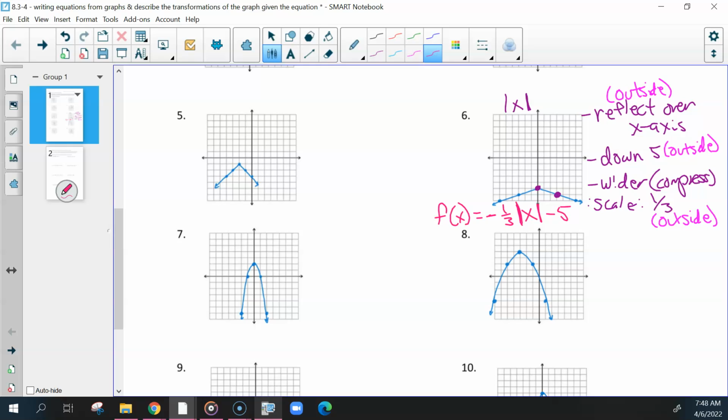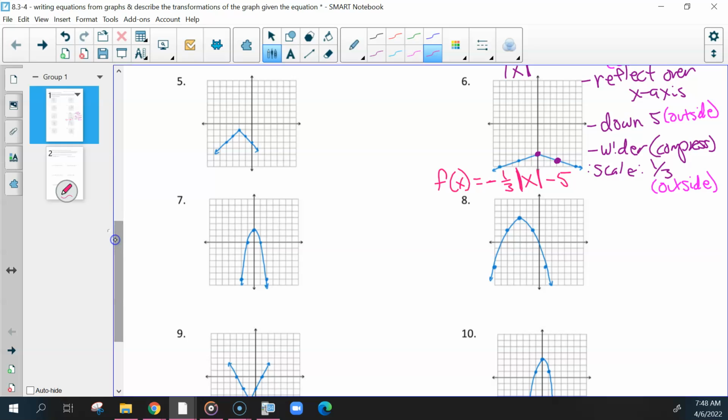So anytime the slope is not 1, it's stretched or compressed, and you have to figure out what that scale is. Do we have any other questions on 6?